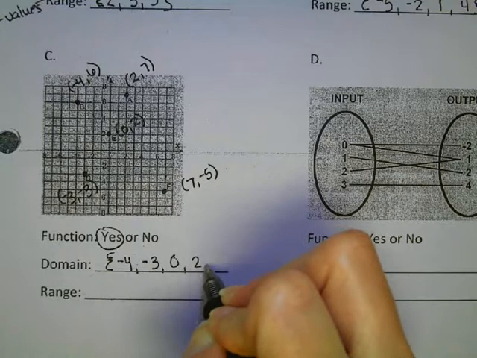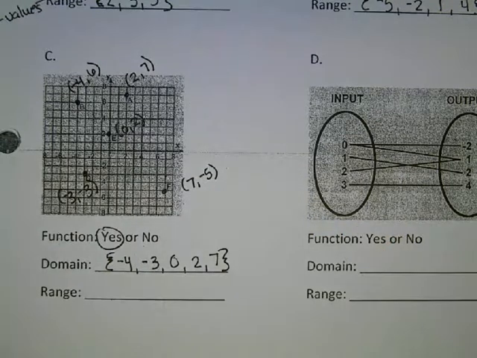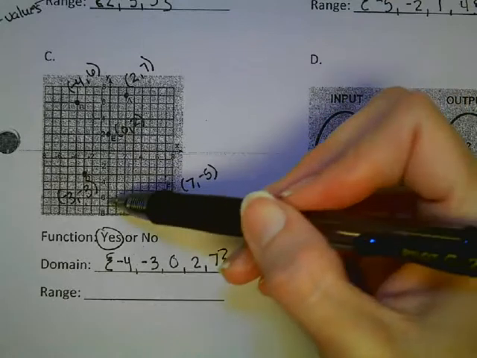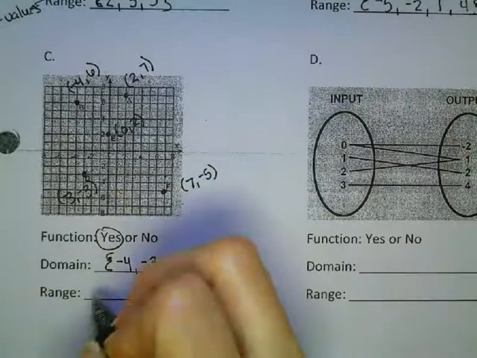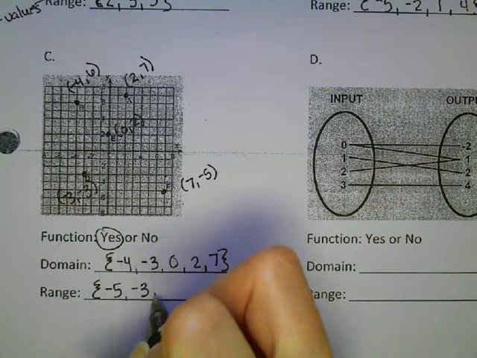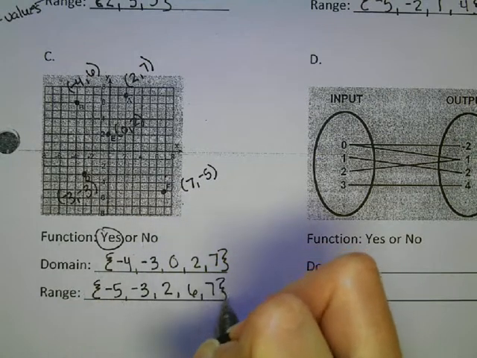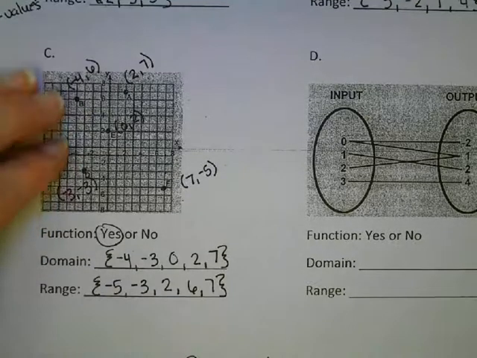Then you're going to look at your y values. The lowest y value looks like we have is at negative 5, and negative 3, 2, 6, and 7. So ordered pairs, you have to figure out what are the ordered pairs so you can put the x's on the x line and the range, the y's on the y line.